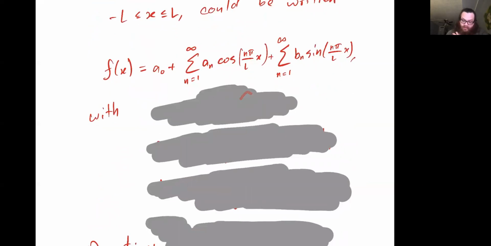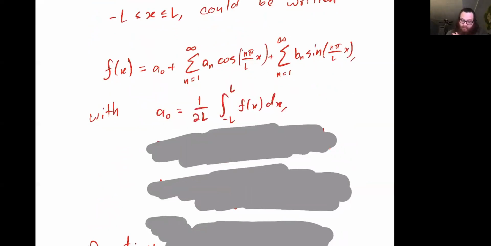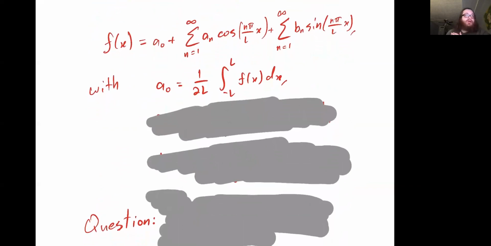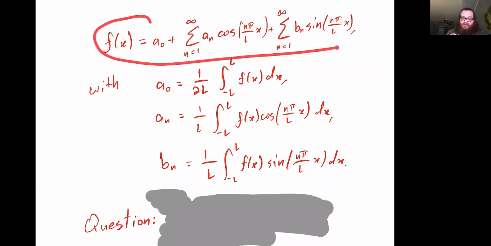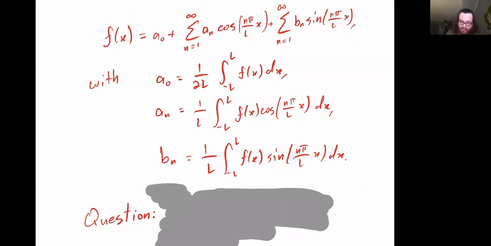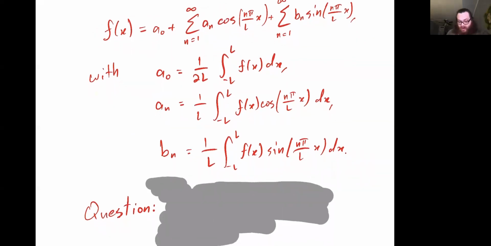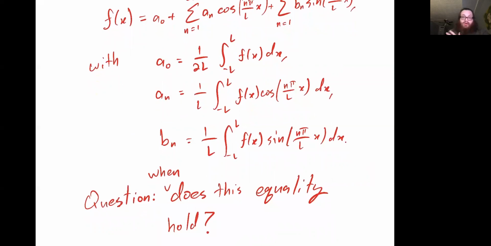And we have formulas for those things. So the first coefficient is this thing, second coefficient is this, third coefficient is this, right? So nothing new yet. Okay, but we were working with these things as if there was an equality. So the main question we're asking now is, when does this equality hold, or does this equality hold?